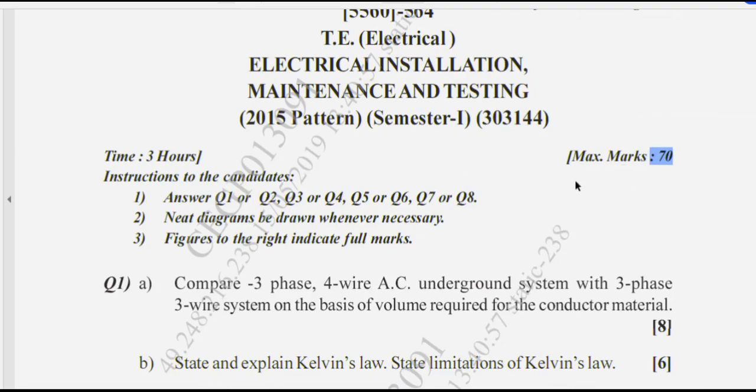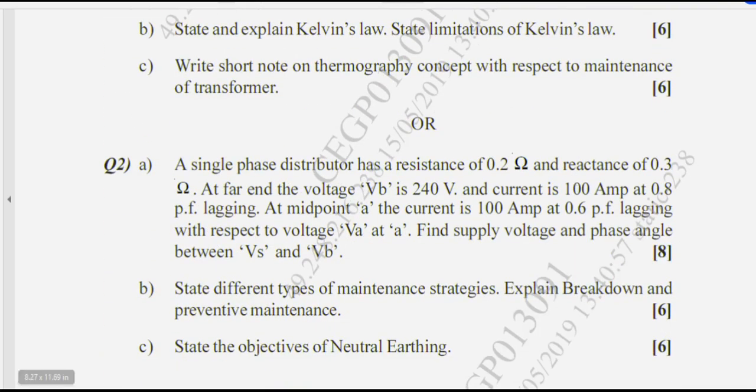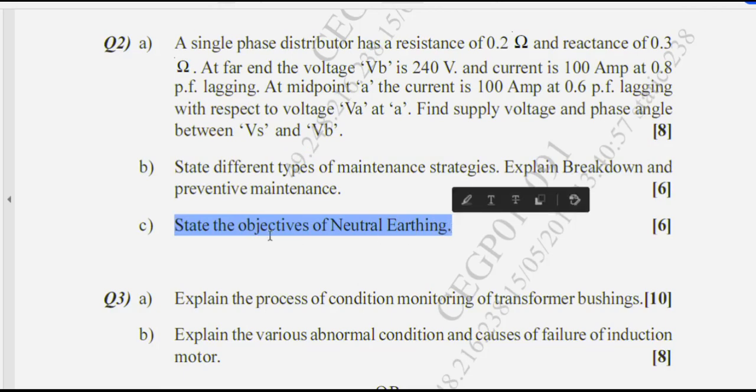Obviously it is from the end semester exam, the March and June 2019 paper. We will discuss the question: state the objectives of neutral earthing. In this you have to state the necessity and importance of neutral earthing. It asks for 6 marks, so at least you have to state the objectives or importance point-wise, and if possible explain. You have to draw the diagram for simplicity.